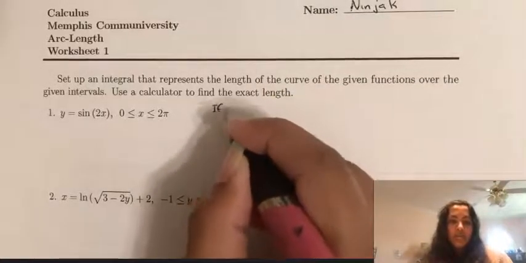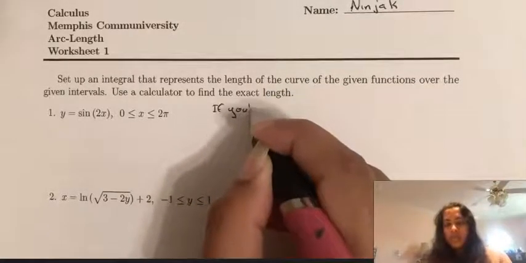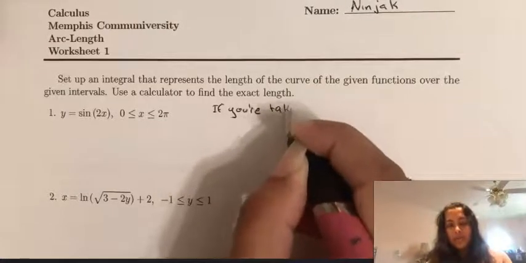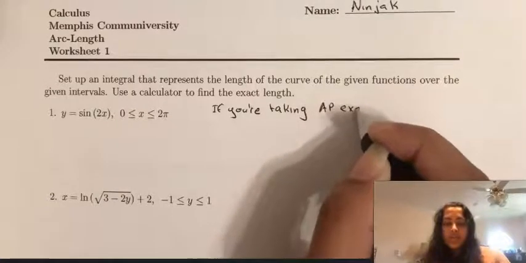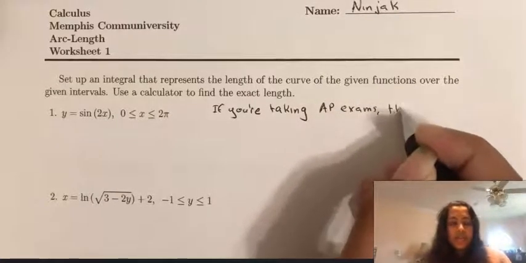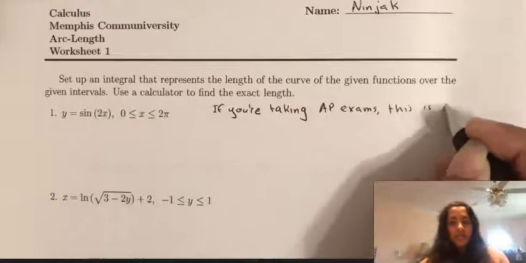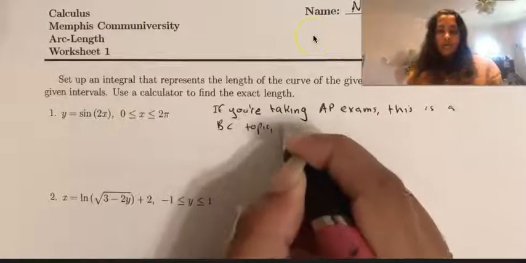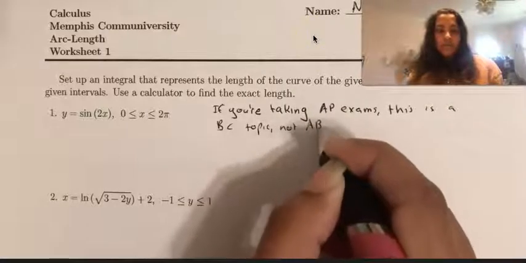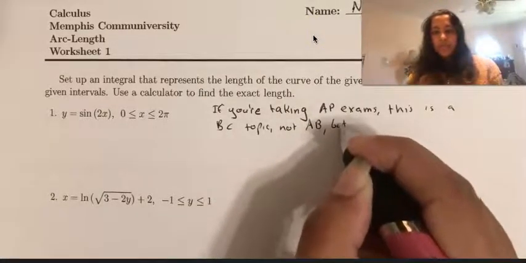So this is arc length, which is basically when you have a graph and you're trying to figure out how long part of it is. And if you're taking AP exams, this is just a BC topic, not an AB topic, but it is an easy BC topic. So there are 3 formulas, but they're very similar. It's just based on whatever the givens are.